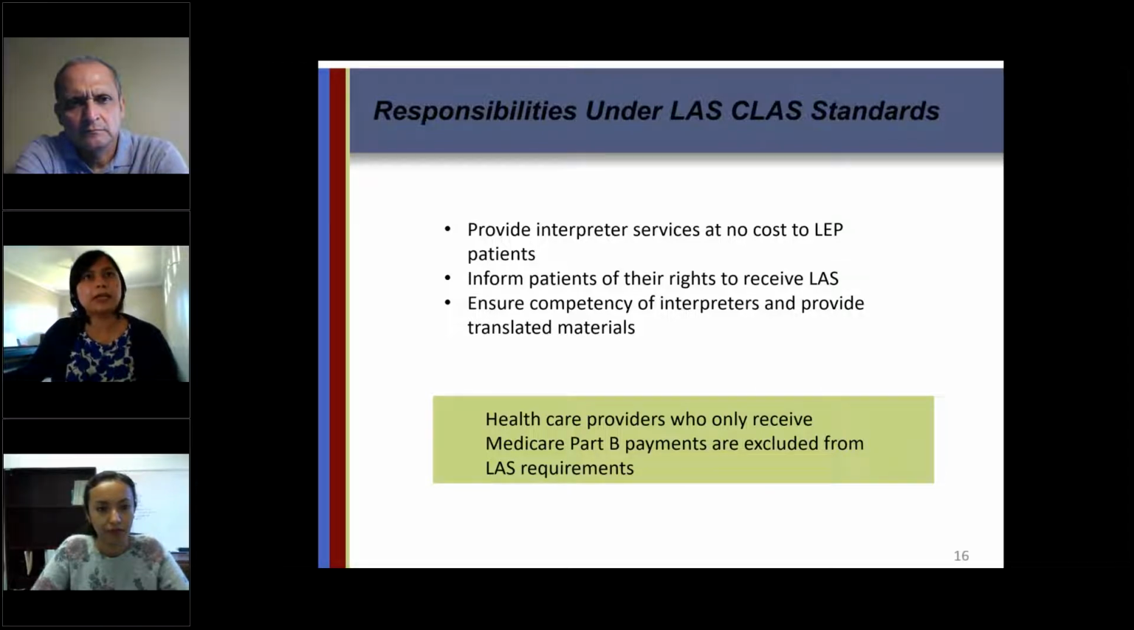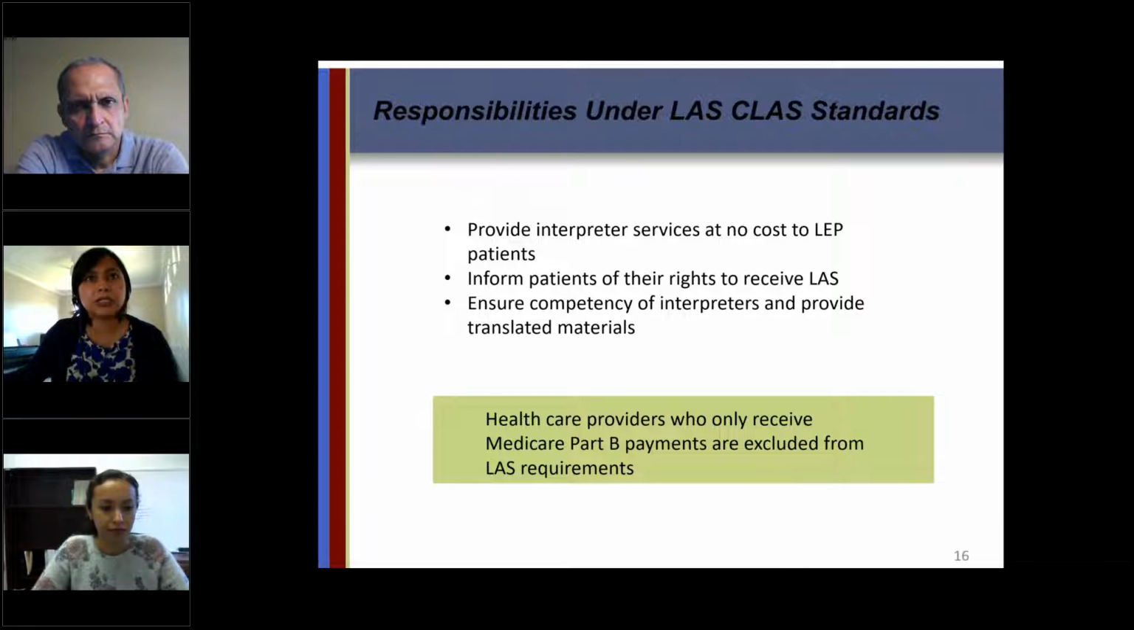So let's think back to the language access services CLAS standards we just discussed a few minutes ago. As a reminder, they are: offer and provide language access services, including bilingual staff and interpreter services, at no cost to each patient with limited English proficiency at all points of contact in a timely manner during the hours of operation. Provide patients in their preferred language both verbal offers and written notices informing them of their rights to receive language access services. That's standard 5.